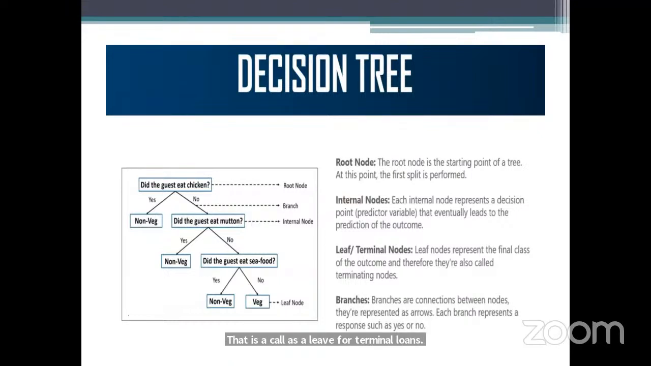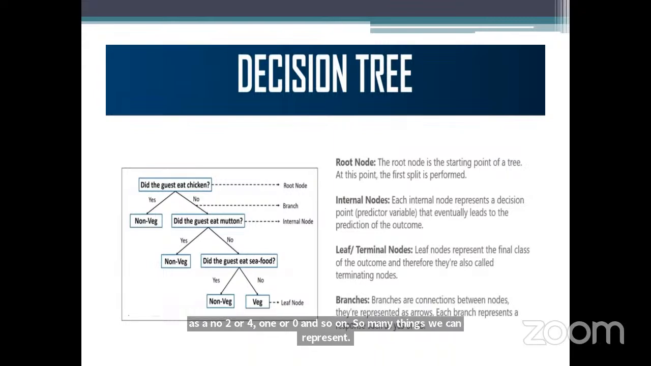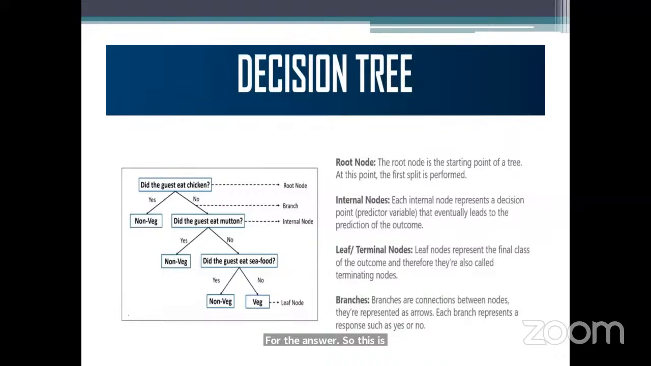Branches are nothing but connections between the nodes. These connections or links between each node are known as branches, and they are represented by arrows. Each branch will have some response, either yes or no, true or false, 1 or 0, and so on. So many things we can use to represent the answers. So this is the structure of the decision tree. It's pretty understandable.